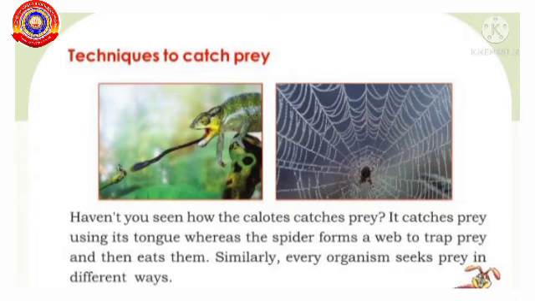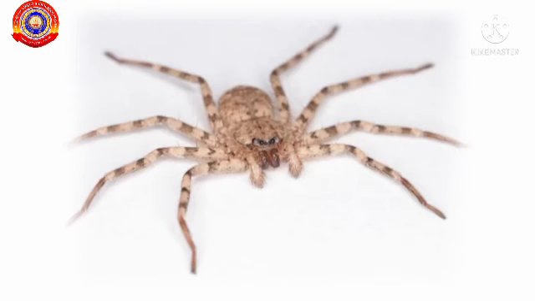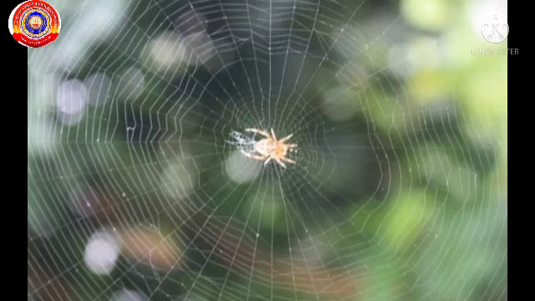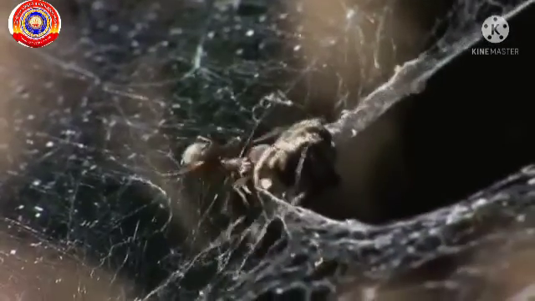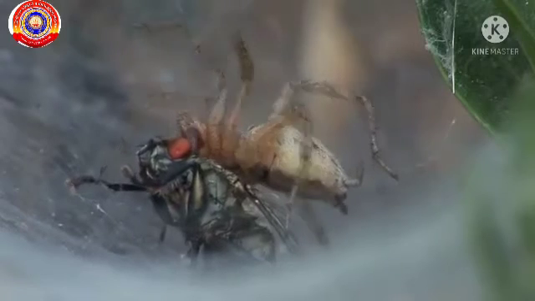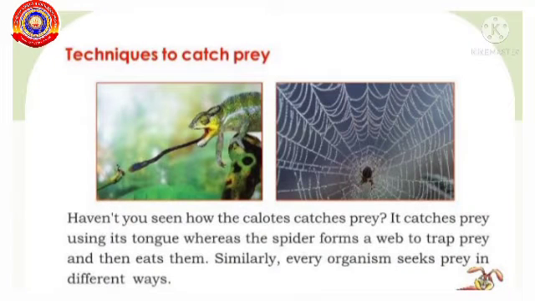Okay, so let's see the next creature given in your textbook. Which is the next creature? Yes, spider. We all know that spider has the ability to make the web. The spider makes its web mostly in trees and in plants. When any insect comes onto this web, the spider traps the insect with its web and then eats them. So in this way, spider catches its prey.